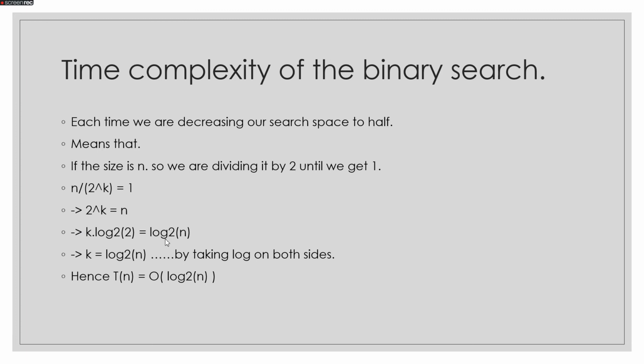Now we are taking log to the base 2 on both sides, so according to the property of the log, this k will come in multiplication with the log. Log to the base 2 of 2 is 1, so this becomes 1, and the right side becomes log of n to the base 2. So hence our time complexity will become log of n to the base 2. This is a good time complexity rather than completely searching the array, with time complexity big O of n.